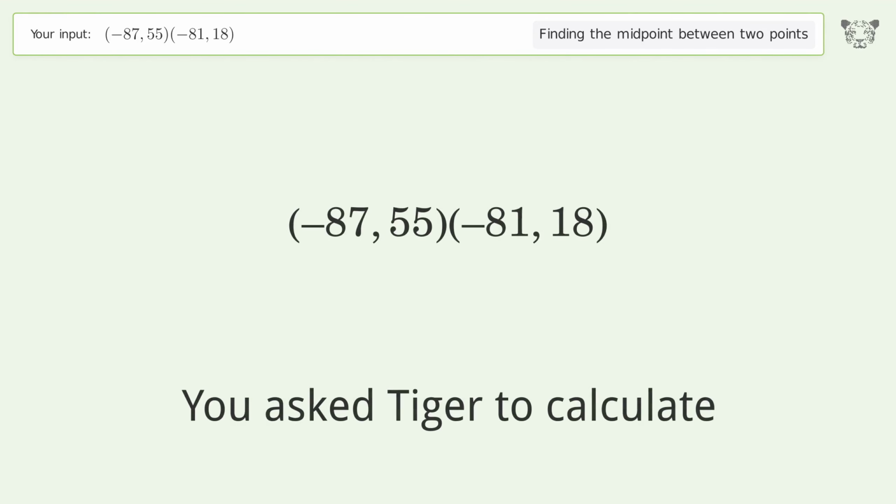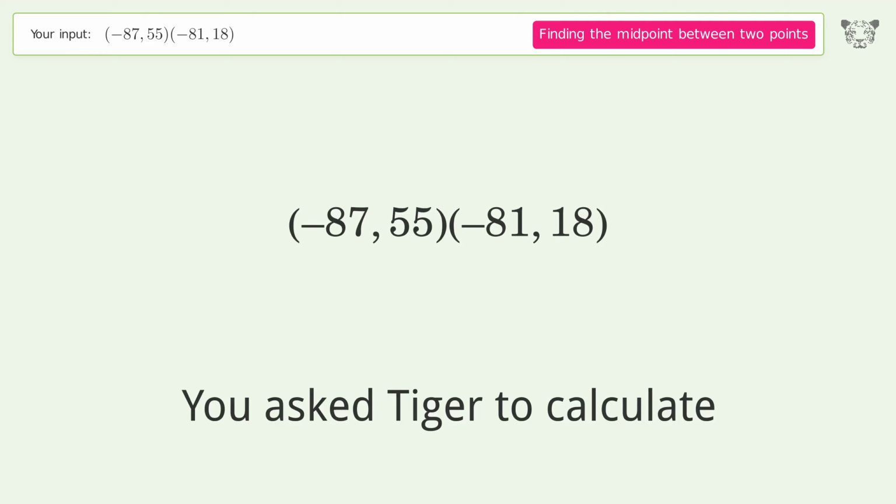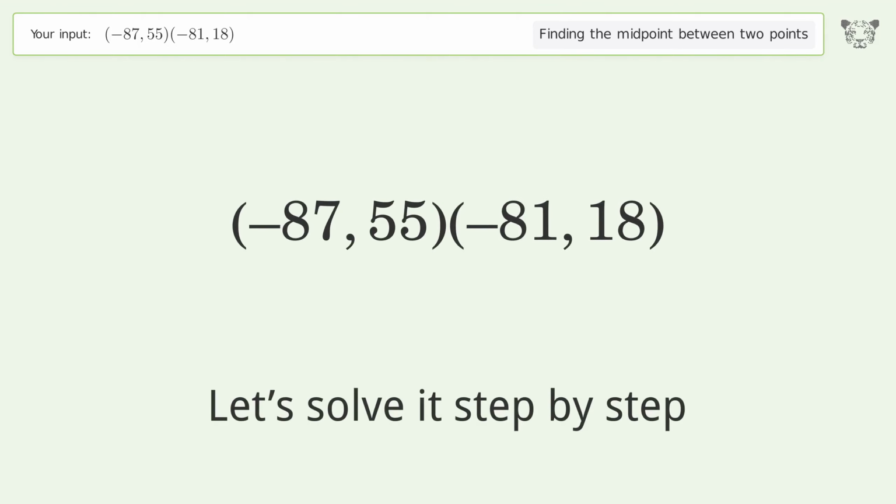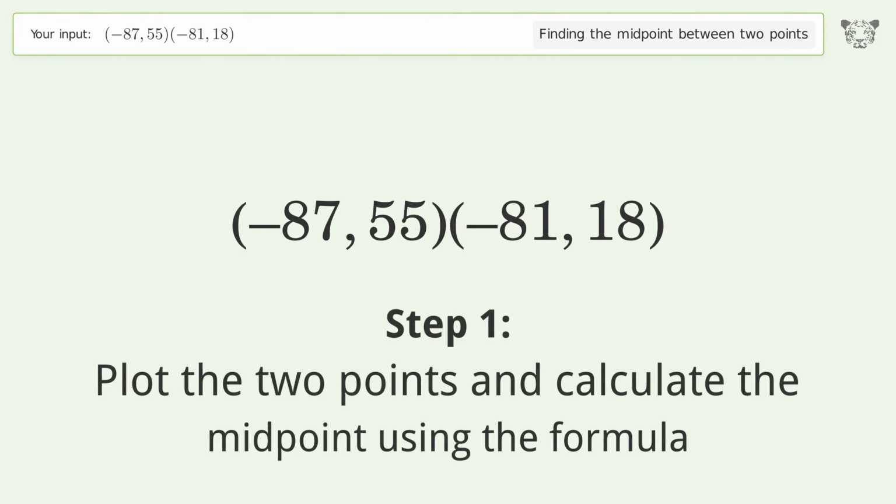You ask Tiger to calculate. This deals with finding the midpoint between 2 points. The midpoint between the 2 points is (-84, 36.5). Let's solve it step by step. Plot the 2 points and calculate the midpoint using the formula.